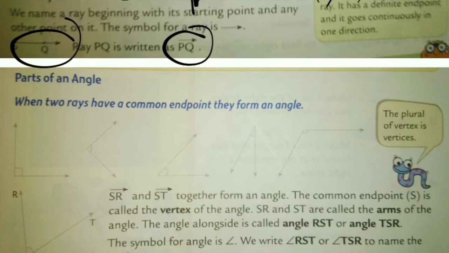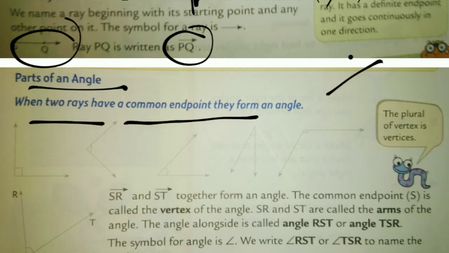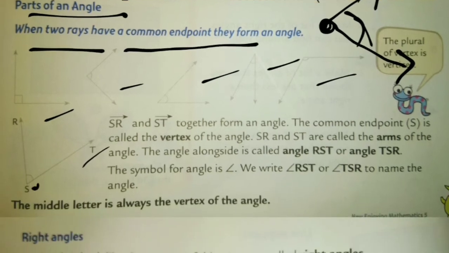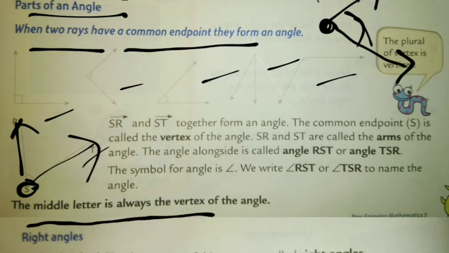Next is parts of an angle. What is angle? When two rays have a common endpoint. See, this is one ray and this is another ray. When both the rays meet, they will make an angle. So this is the angle. So these are some varieties of angle we can see. This is the vertex and these are the rays. So the middle letter is always the vertex of an angle. So the middle one is showing that angle.